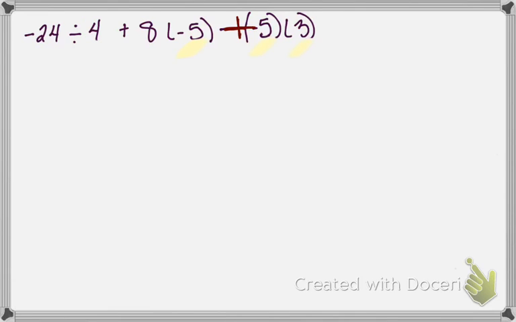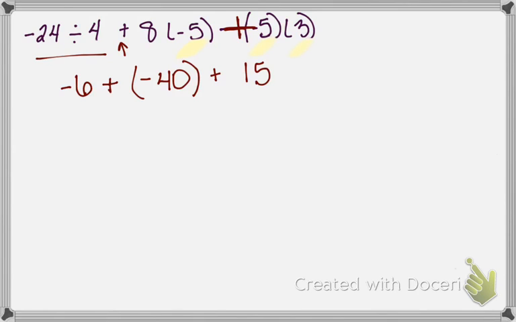Now I'm going to multiply and divide from left to right. So this negative 24 divided by 4, that has to happen first. Okay? So negative 24 divided by 4. Good. Negative 6. Now, I can't do anything with that plus, so I'm just going to bring it down. Now I have to do 8 times negative 5. What's 8 times negative 5? Negative 40. Excellent. Okay. Then I've got a plus 5 times 3. Negative 15. Oh, positive. It's positive 15, but good. Good. Okay. Now I want you to add those 3 numbers together for me.